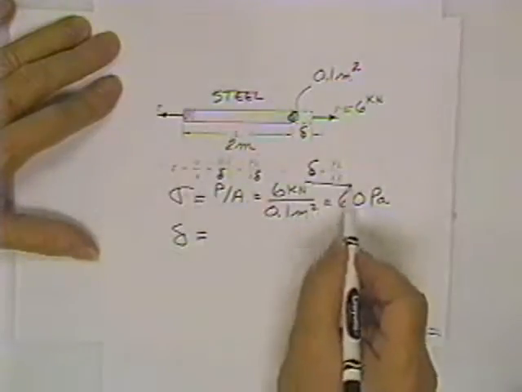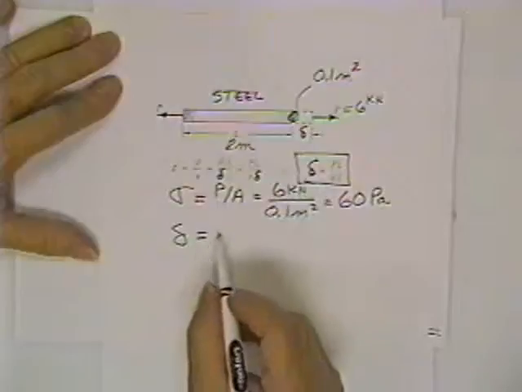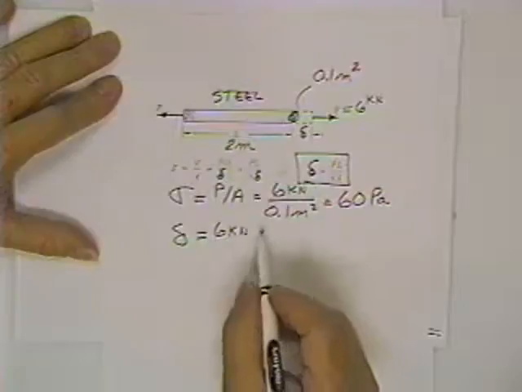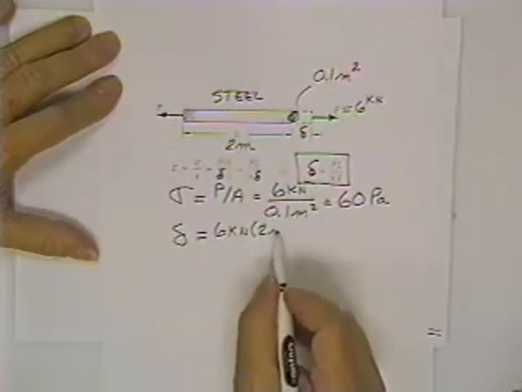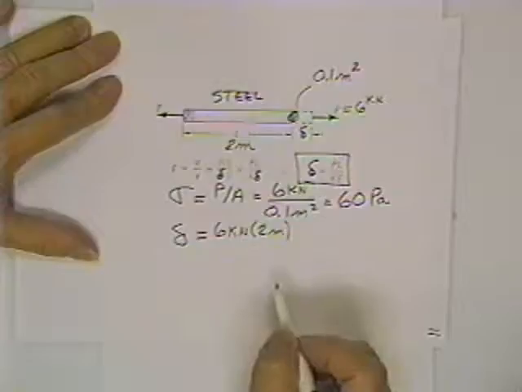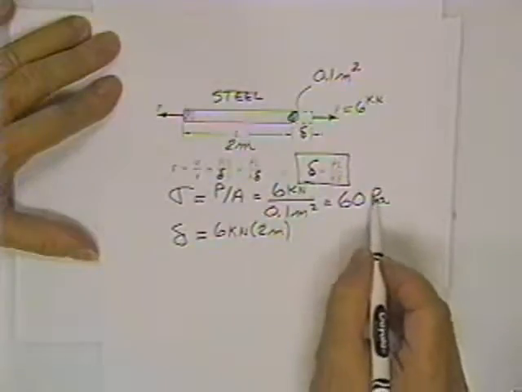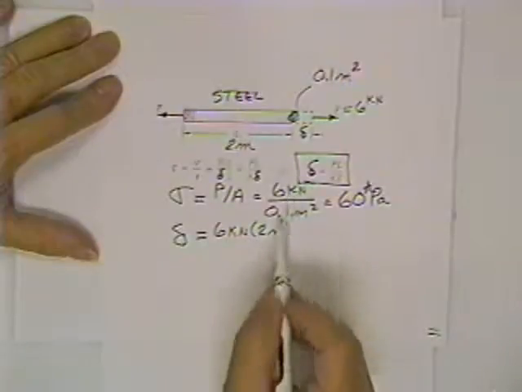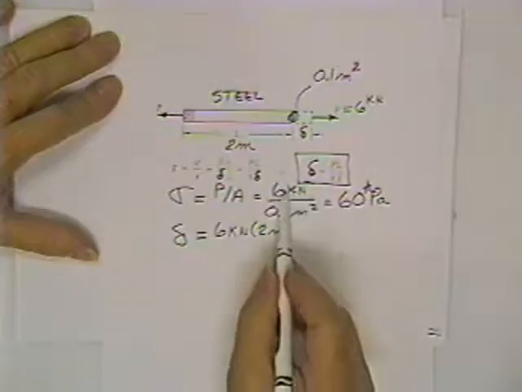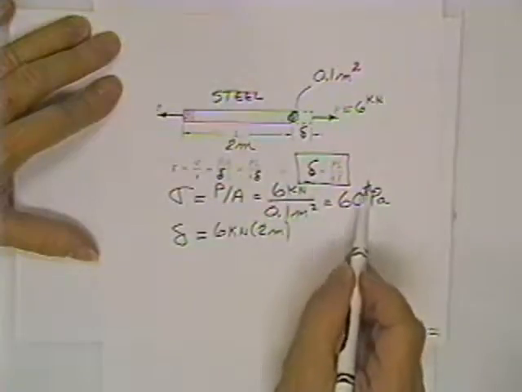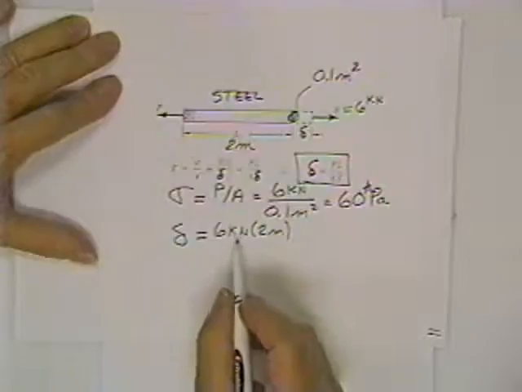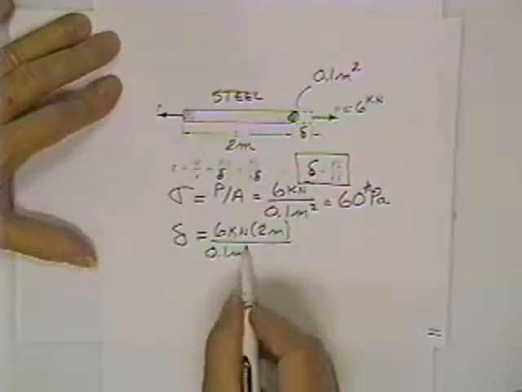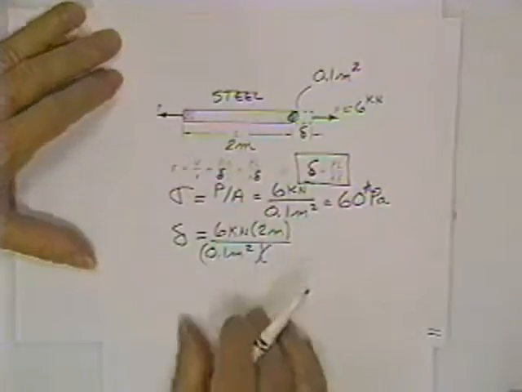Well, how long it will get is given by this equation. The deflection is equal to the load, 6 kilonewtons, times the length, 2 meters. Let's see now, I got this wrong, don't I? That's not a pascal. It would be a kilopascal, because that's a kilonewton. A newton per square meter is a pascal. I got 10 to the third here, so I need 10 to the third here. So that's 6 kilonewtons times 2 meters, PL, over A, 0.1 square meters, divided by E.